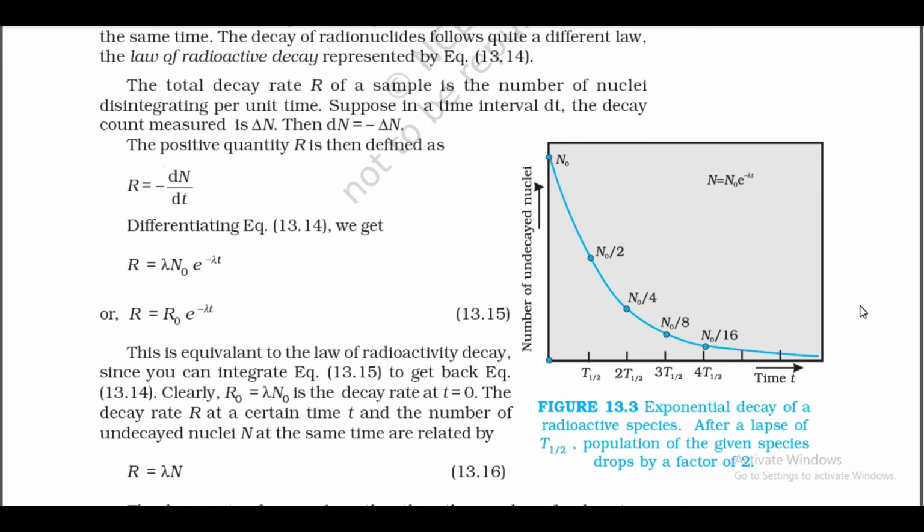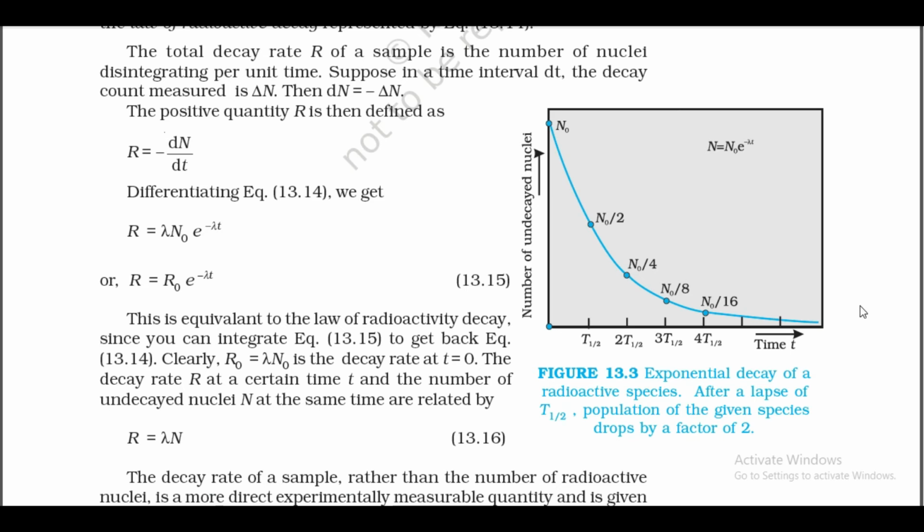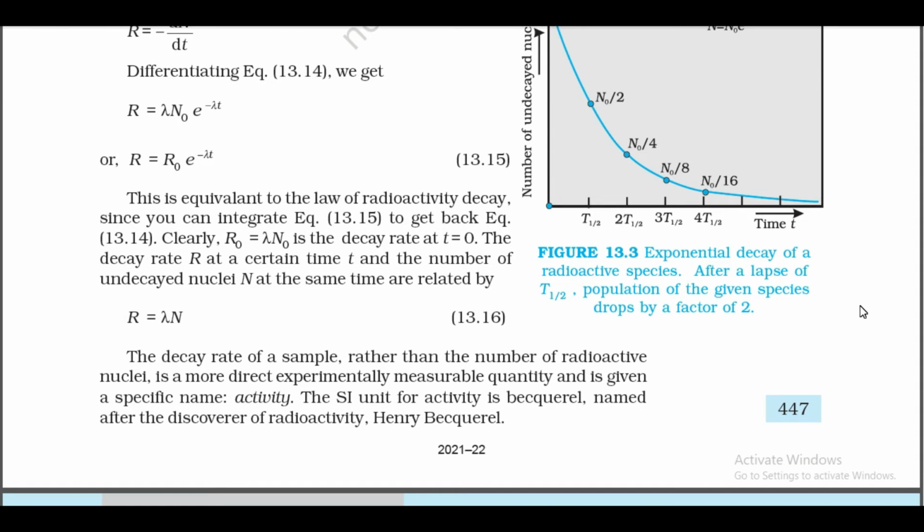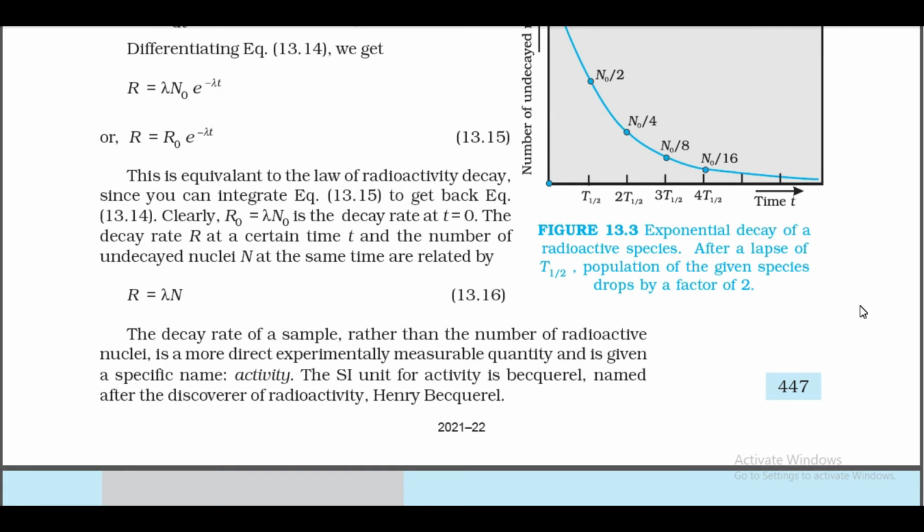The total decay rate R of a sample is the number of nuclei disintegrating per unit time. Suppose in a time interval dt, the decay count measured is delta N. Then dN is equal to minus delta N. The positive quantity R is then defined as R equal to minus dN by dt. Differentiating equation 13.14, we get R equal to lambda N naught e to the power minus lambda t, or R equal to R naught e to the power minus lambda t. This is equivalent to the law of radioactive decay, since you can integrate equation 13.15 to get back equation 13.14. Clearly R naught equal to lambda N naught is the decay rate at t equal to 0.